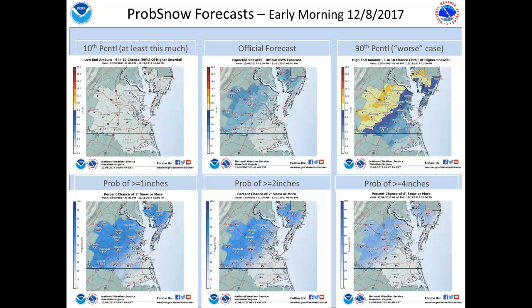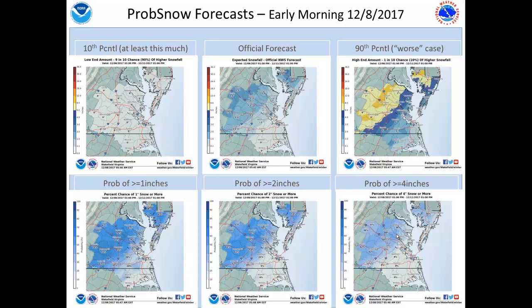The 90th percentile, or the worst case, is forecasting maybe around Richmond as much as 7 inches, maybe some isolated 8, with maybe 1 to 2 inches reaching all the way down into Tidewater. And again, that's a worst-case scenario, only a 10% chance of that occurring.